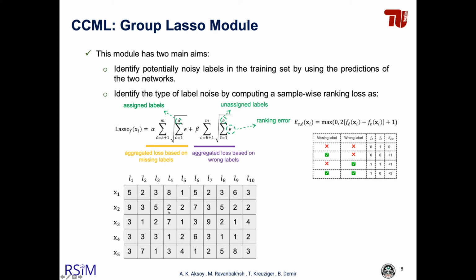label pair in each sample. You can see the ranking error values for each label here. Then, labels with maximum ranking error values are selected as potential noisy labels. And finally, group Lasso outputs the identified noisy labels of each sample and the sample-wise ranking loss values for sending them to the next modules.